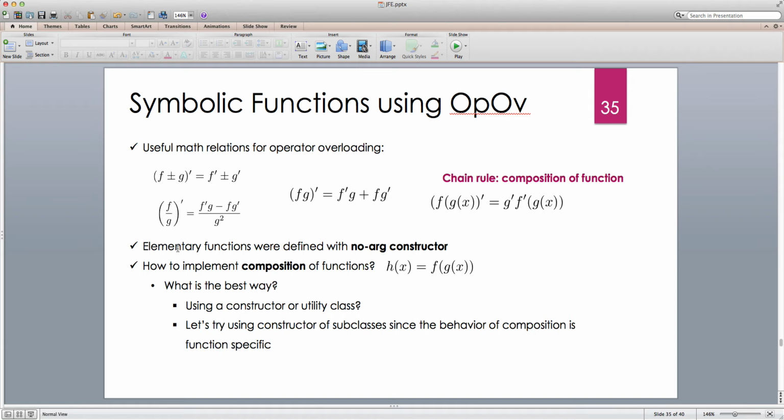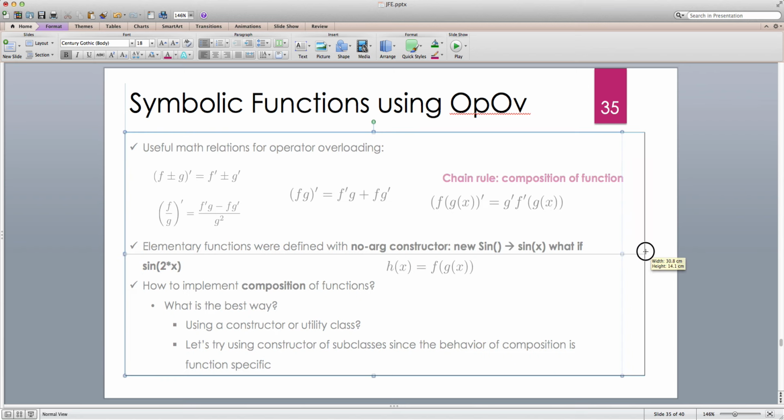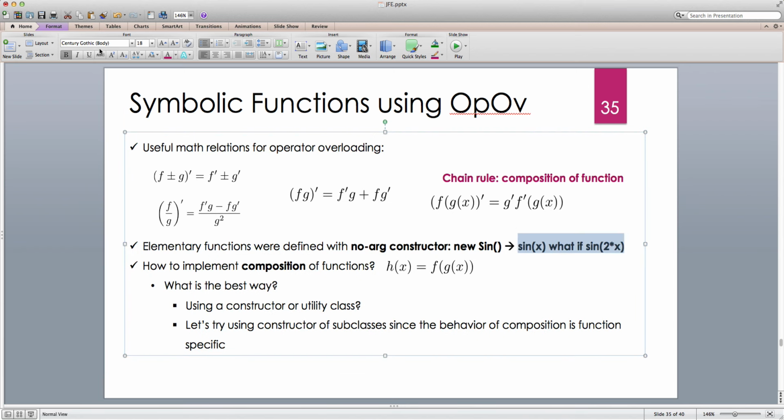So if you recall, we defined elementary functions with a no-arg constructor. So basically, when I say, for example, new sine and create an object, this creates a sine of x. Basically, the meaning of this is sine of x. But what if we want, for example, sine of 2x? So no-arg constructor means our definition was to have a basic sine or basic function that takes the variable x. Okay, but then how do we take care of compositions?